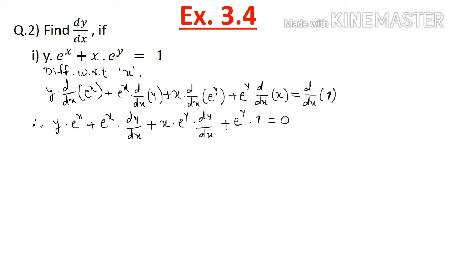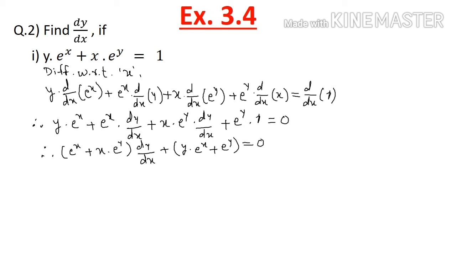Now let us collect all the terms having dy by dx. So we get e raised to x plus x into e raised to y, times dy by dx, plus, now let us put the terms without dy by dx in another bracket, so we get y into e raised to x plus e raised to y is equal to 0.